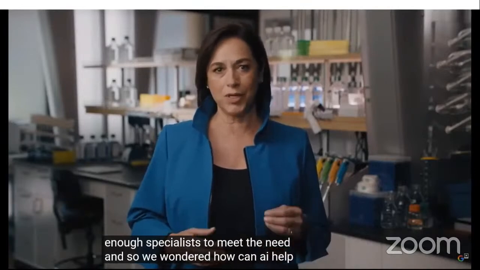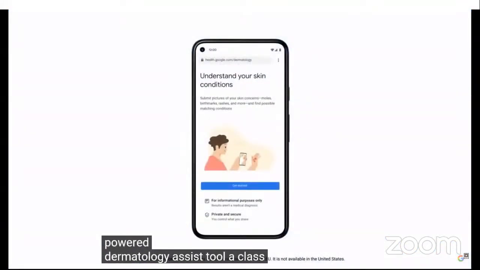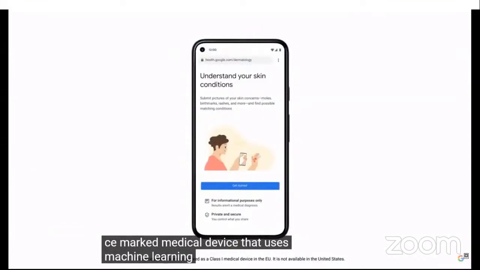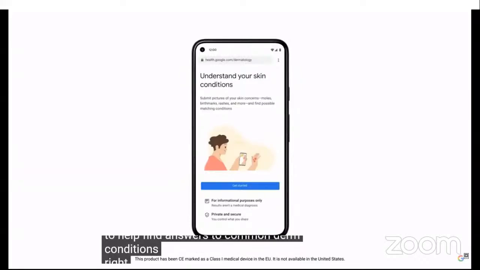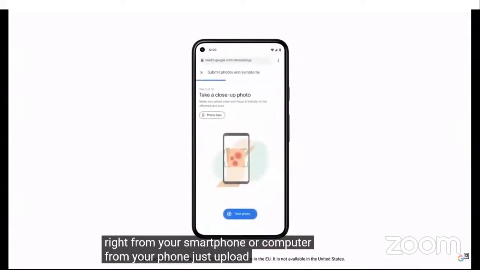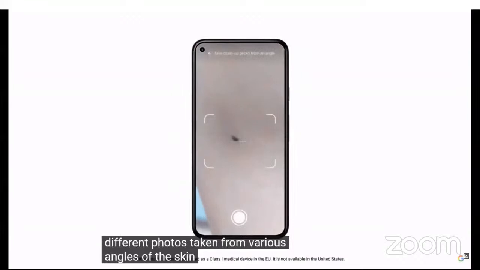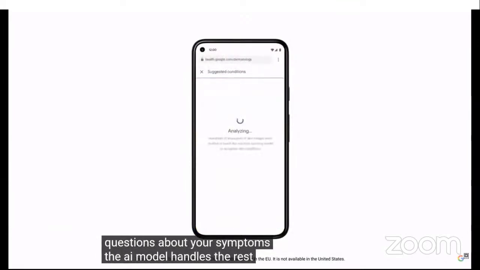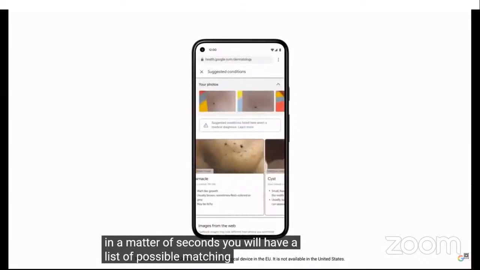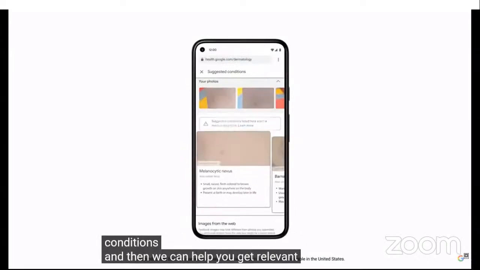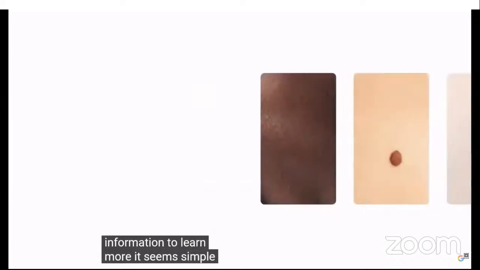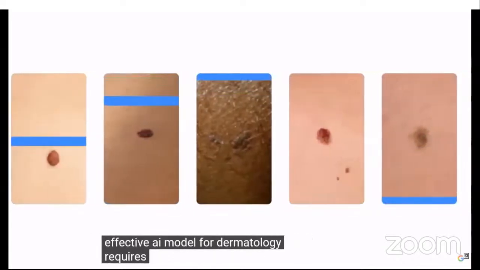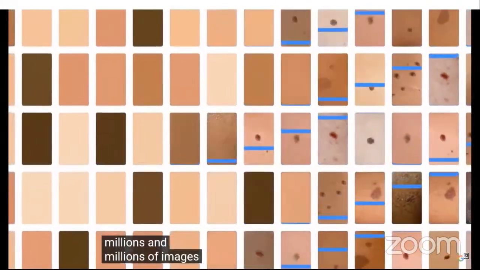And so we wondered, how can AI help when you're searching and asking, what is this? Meet our AI-powered Dermatology Assist tool, a Class 1 CE-marked medical device that uses machine learning to help find answers to common derm conditions, right from your smartphone or computer. From your phone, just upload 3 different photos taken from various angles of the skin, hair, or nail issue that you want to learn about, and answer some basic questions about your symptoms. The AI model handles the rest. In a matter of seconds, you will have a list of possible matching dermatologic conditions, and then we can help you get relevant information to learn more. It seems simple, but developing an effective AI model for dermatology requires the capability to interpret millions and millions of images, inclusive of a full range of skin types and tones.